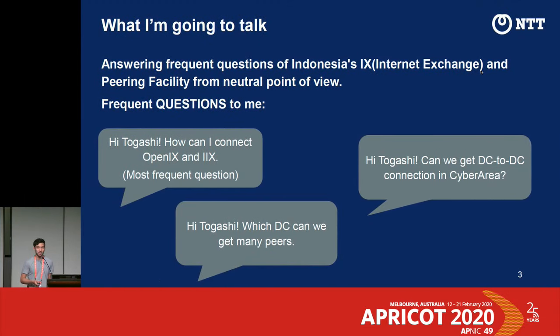While I'm working in Indonesia, I get frequent questions. People are asking the same question over and over. Hi Togashi, how can I get a connection to OpenIX and IIX? How can we get a DC to DC connection? Which data center can we get many peers? So through this presentation, I want to answer each question. And a disclaimer: I do not intend to say something bad or something good. I just want to share the knowledge. Maybe there will be several comments, so I welcome Indonesian comments.